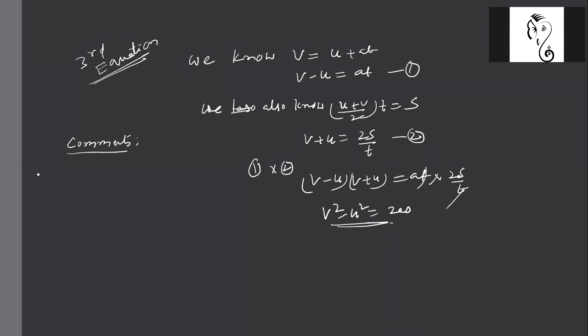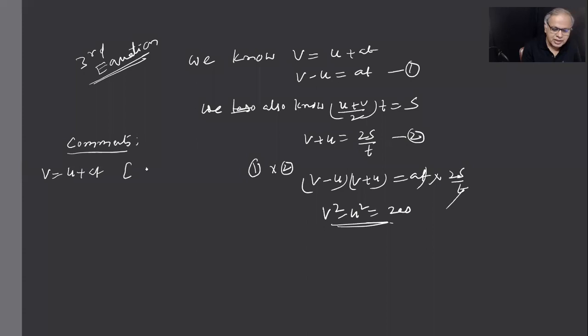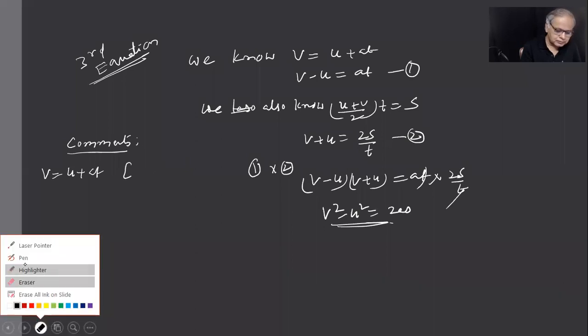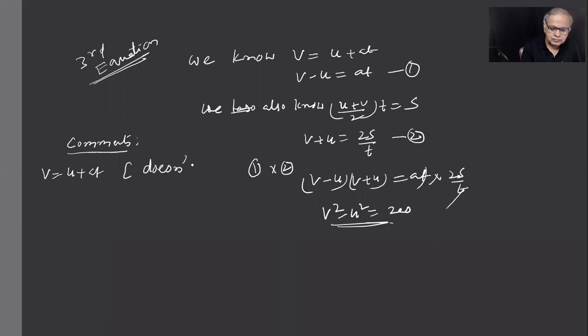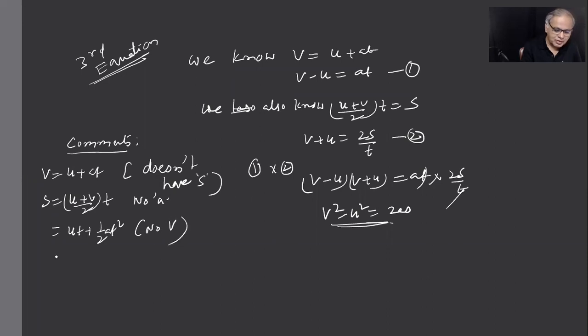Some comments I'll make about the equations. v equals u plus at doesn't have s. v is a function of time. Then s equals (u plus v) by 2, into t. No a in this, right? And ut plus half at square. No v. Right? vt minus half at square. No u. And v square minus u square equals 2as. No t.